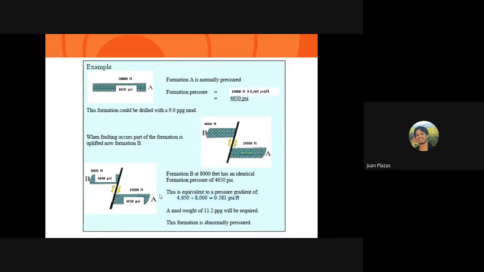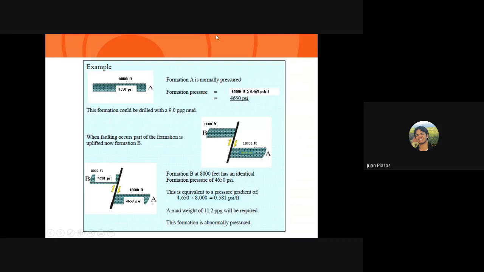Another way of creating abnormal formation pressure, we are talking about abnormal. Why abnormal? Because it's higher than normal. Higher than normal is relevant for us in well control because we need to control formation pressure. Again, what is well control? Well control is about controlling formation pressure.